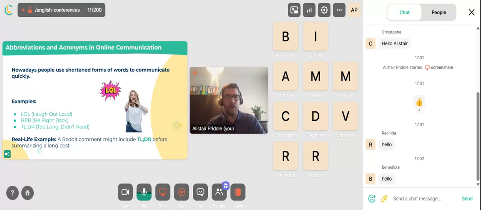LOL, laugh out loud. BRB, be right back. TLDR, too long, didn't read. Okay, so a real life example, a Reddit comment might include TLDR before summarizing a long post. Okay, so these are abbreviations and acronyms.